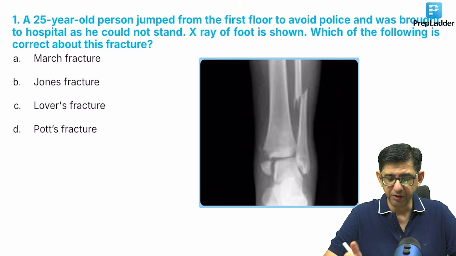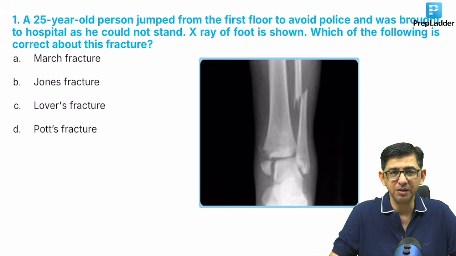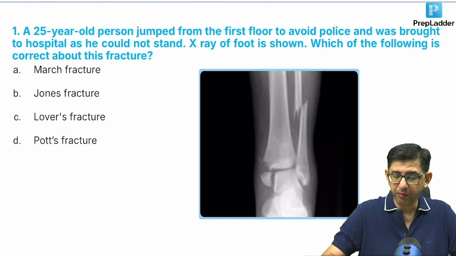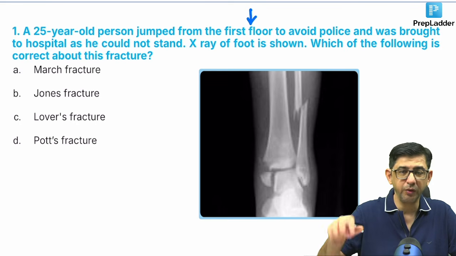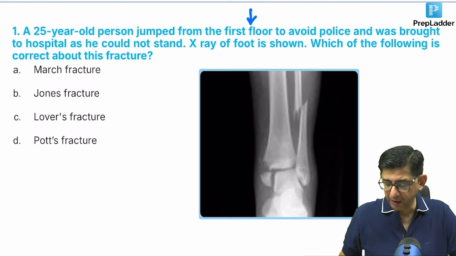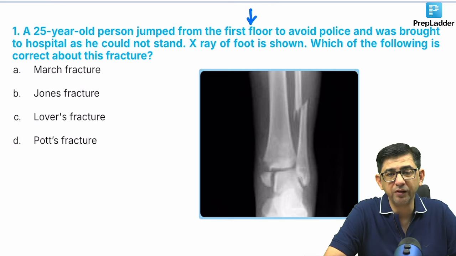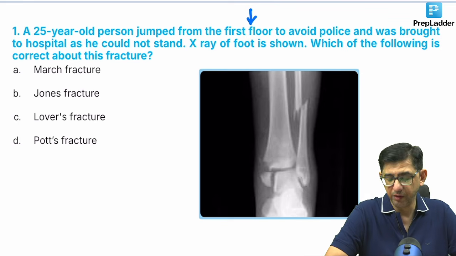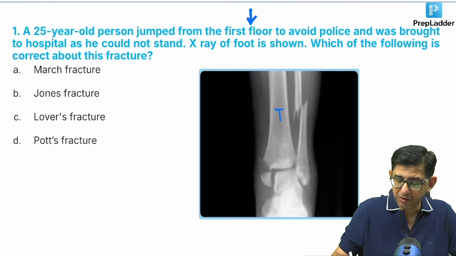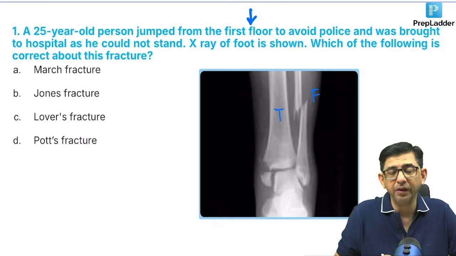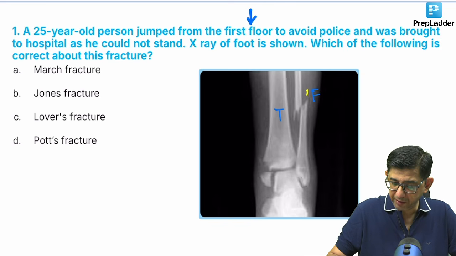So for the first question, this guy is a criminal. He's running from the police and he jumped from the first floor. तो अब first floor से अगर कोई jump मारेगा तो then there is bound to be injuries in this patient in the lower extremities. So let us look at the X-ray of this patient. When you look at the X-ray, you can easily identify the tibia, this is fibula, and in the fibula, you can see one fracture present here.